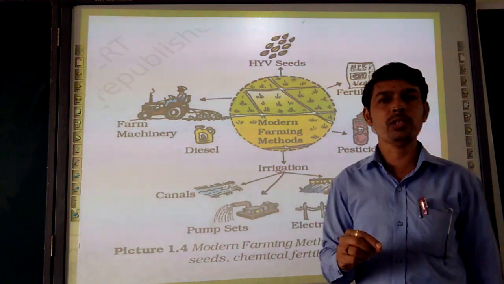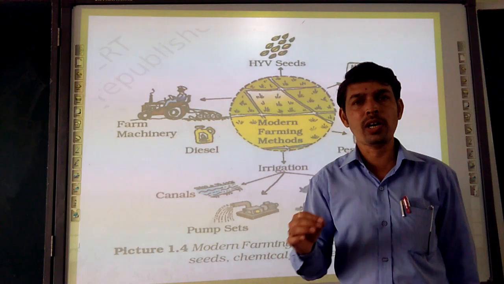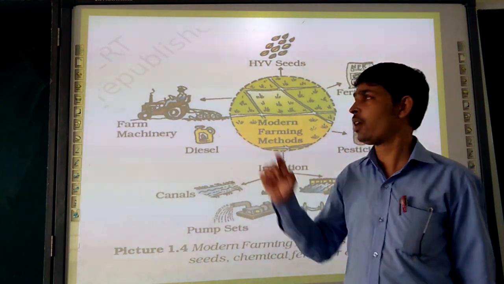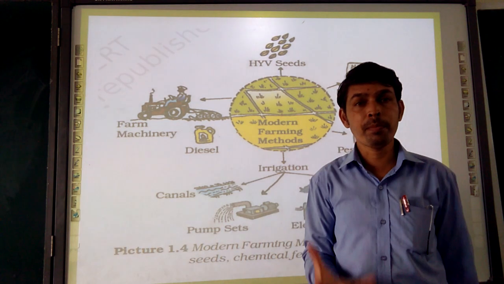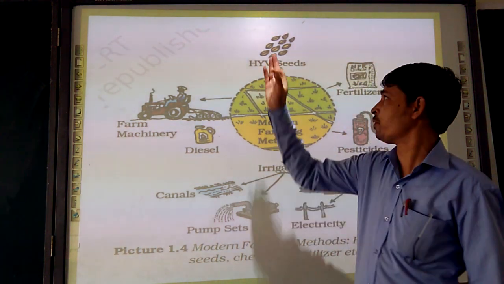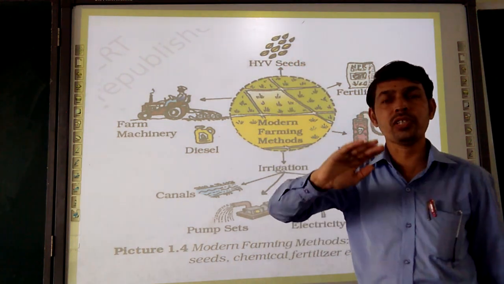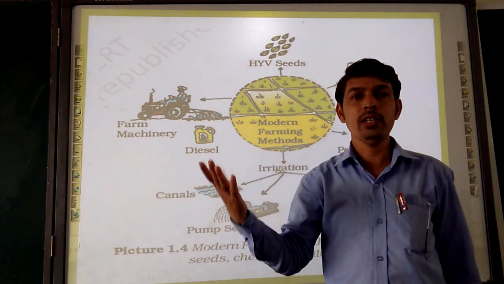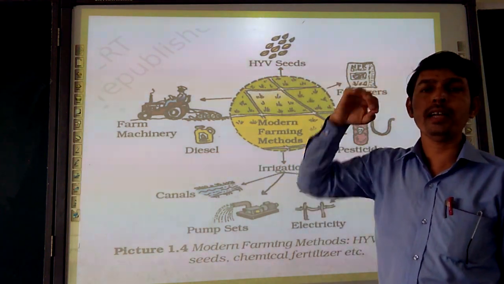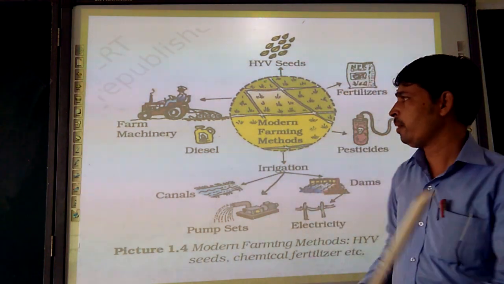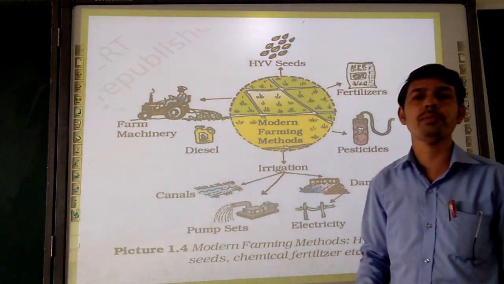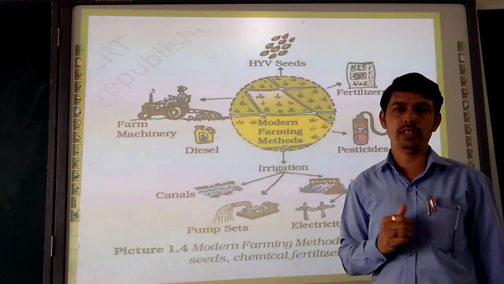Earlier, suppose the farmer was growing wheat on a piece of land of 1 acre. In that 1 acre of land, the farmer used to produce only 2 quintals. Now they are using the HYV seeds, and the production is 8 quintals. So with the help of the HYV seeds, lots of production will be there. By using all the modern farming methods, the farmer is going to be in a beneficial situation.